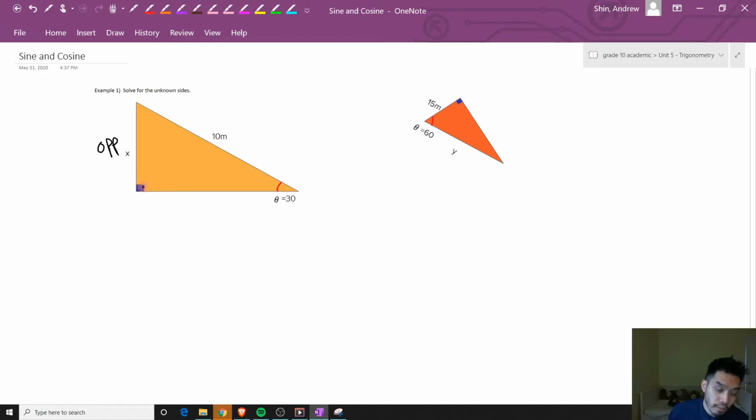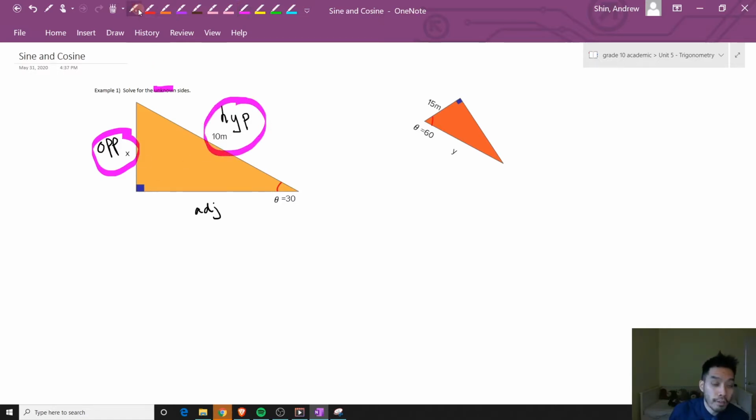Here's my 90-degree triangle, a 90-degree angle. Across from that is my hypotenuse, and the last side is called the adjacent. And now, at this point, they want the opposite because that's the unknown side. And what's given to us is the hypotenuse. So now I have to decide which formula I should use.